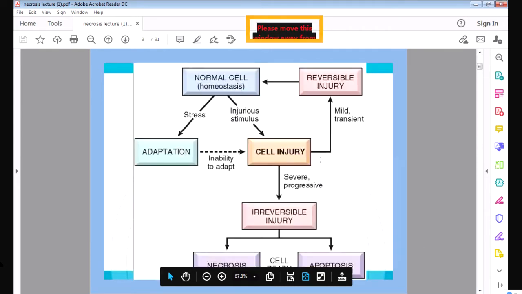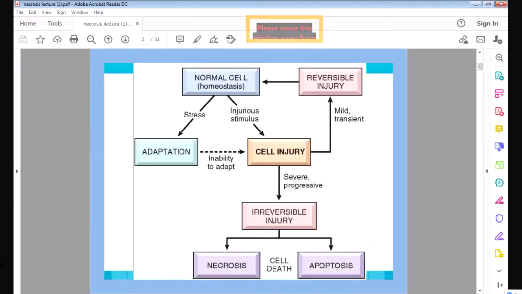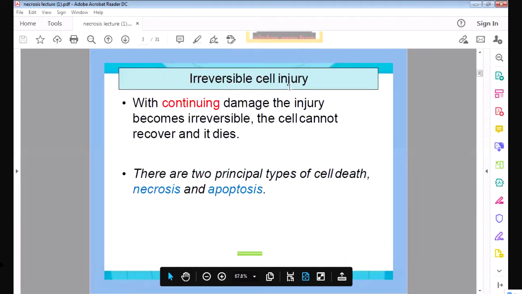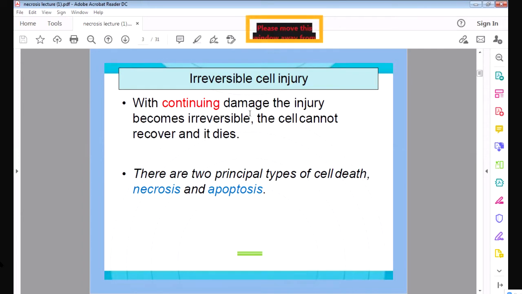Now, I told you, there is a reversible injury. When the injury is mild, the cell will convert into a normal cell. But when the cell injury is severe, it is irreversible injury. Irreversible injury will cause cell death, necrosis and apoptosis. When there is continuous, severe damage, the cell cannot recover. The injury becomes irreversible and the cell dies.